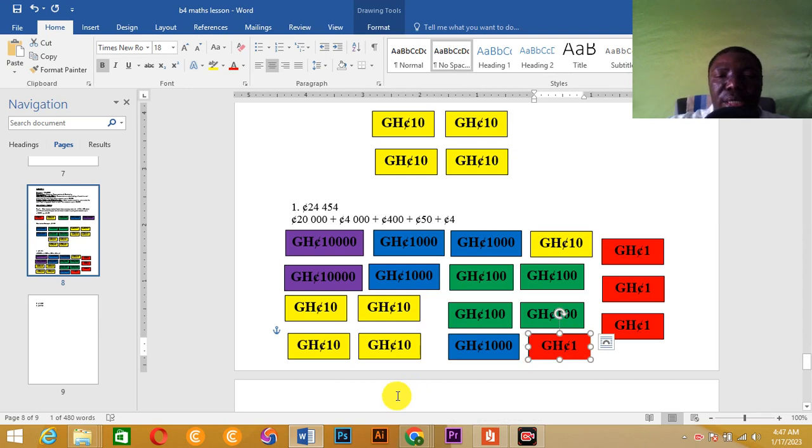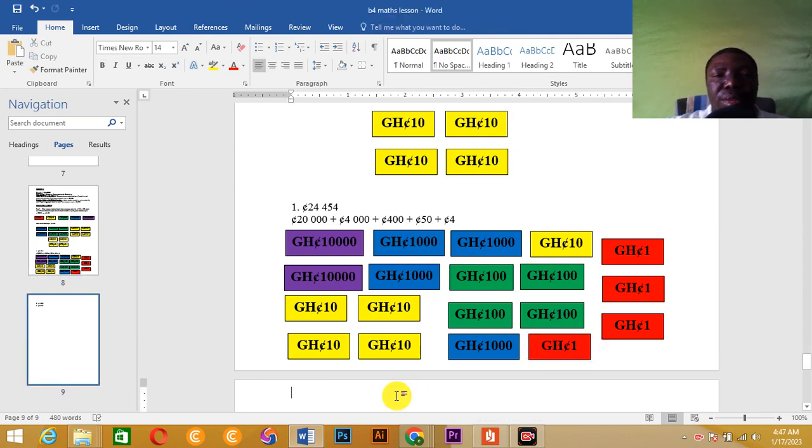So that is how you work it out. As simple as this, very simple. Or is it difficult? So simple, very simple. So this is how you work out your token currency.